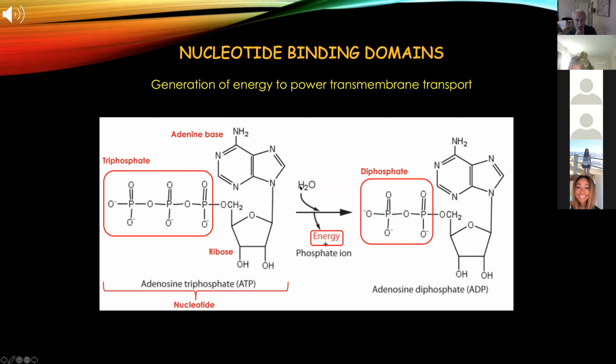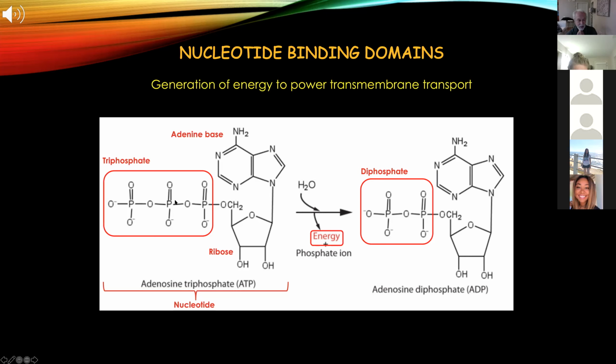Okay, nucleotide binding domains. You remember what nucleotides are? There are 4 of them in DNA, there are 4 in RNA, and this shows adenine in its triphosphate form, ATP. And you may be familiar with the term ATP. It's the so-called energy currency of the cell. So cells derive energy from ATP.